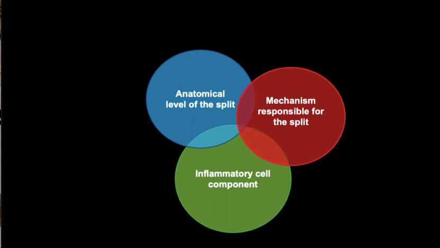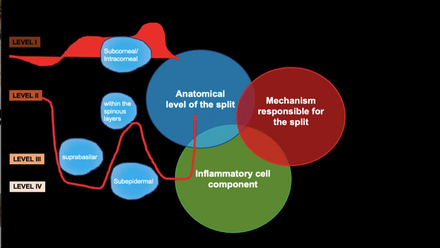The first one is the anatomic level of the split. Where does the bulla happen, basically, in relation to the epidermis? The second is the mechanism that is responsible for the split. And the third is what type of cells we see in the bulla formation. In terms of anatomy, we have four levels: the subcorneal or intracorneal level, then the intraepidermal, or within the epidermis, then the suprabasilar, or above the basal layer, and then the subepidermal.